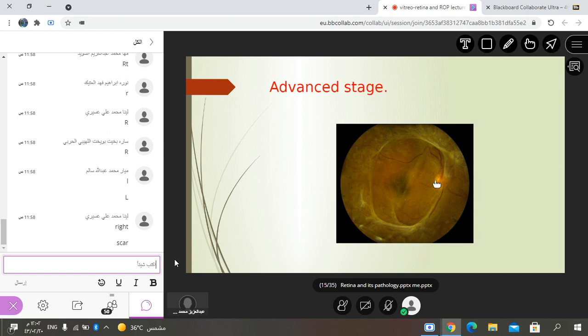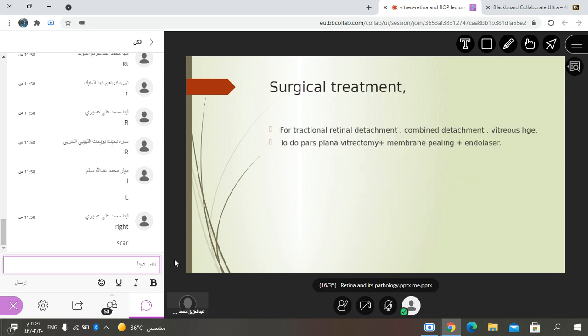We will come to rhegmatogenous later, but the name rhegma is a Latin name given for a break. Rhegmatogenous, rhegma, it is a break. Retinal detachment is separation of the retinal tissue from the underlying retinal pigment epithelium. We will come to it later with retinal detachment.